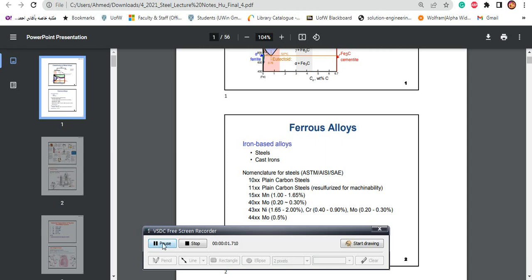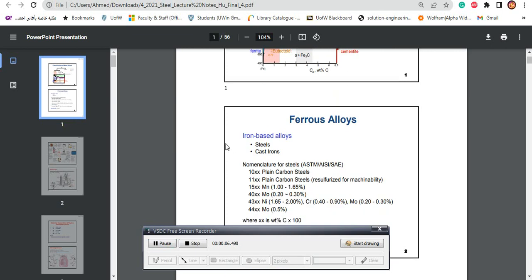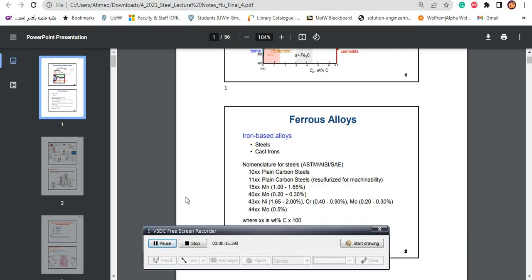تلخيص ستيلز. Steels are less than 1.4% carbon. Steel alloys عندنا PP MMNM. P plain carbon. P التانية plain carbon but resulfurized. M manganese. M molybdenum, nickel molybdenum بس higher percentage of molybdenum. XX هي percentage of carbon.